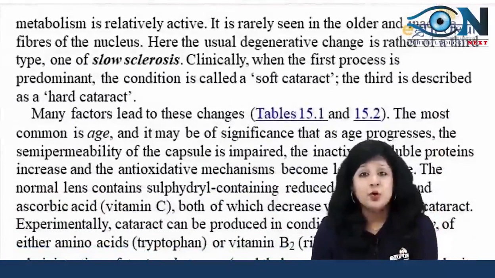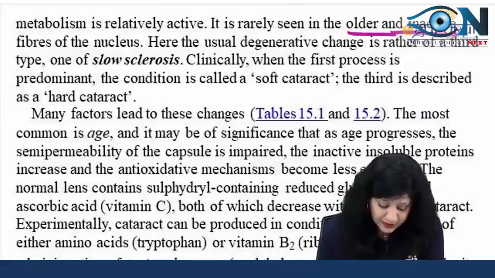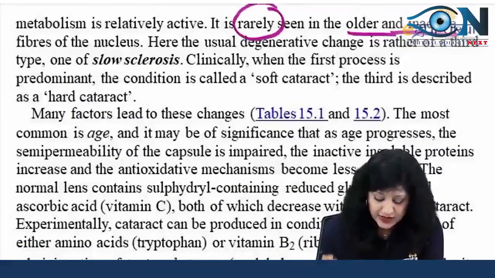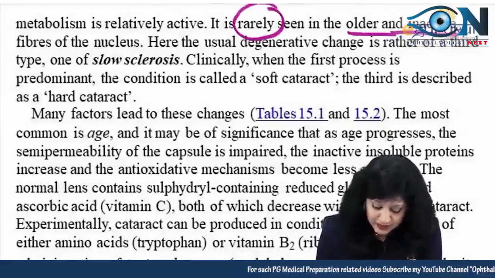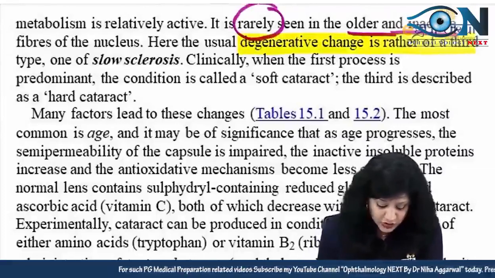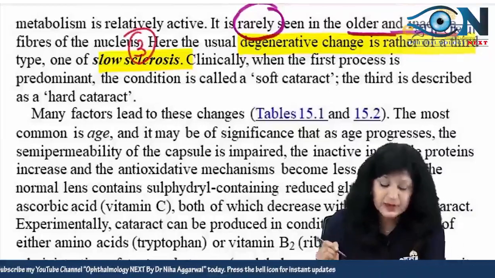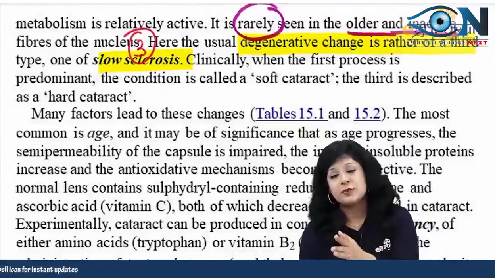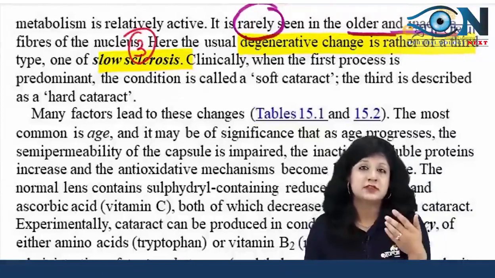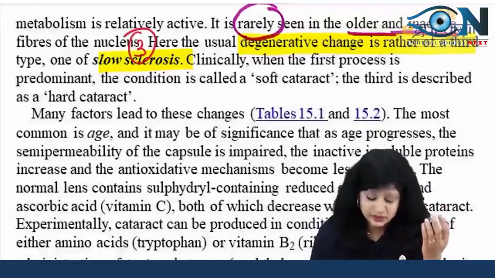Now if I talk about the older patients, in the older and inactive fibers of the nucleus, it is rarely seen. Here the usual degenerative change is taking place. So the third important thing is degeneration, that is slow sclerosis. This takes place in the nucleus. So it is the hydration and the denaturation of the proteins which take place in the cortex, while the third process, nuclear sclerosis, takes place in the nucleus only.